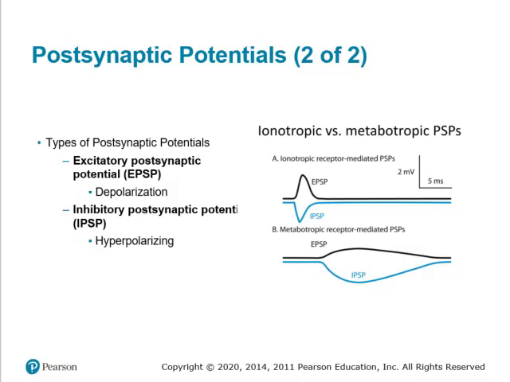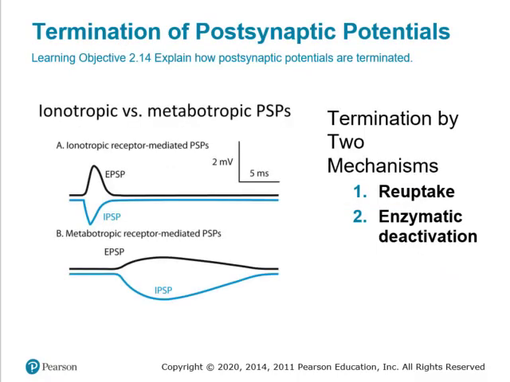And you can see that ionotropic and metabotropic receptors can both have an effect on EPSP and IPSP. There is a little bit of a time lag in terms of the IPSP impact through the metabotropic receptor, but they both influence depolarization and hyperpolarization.